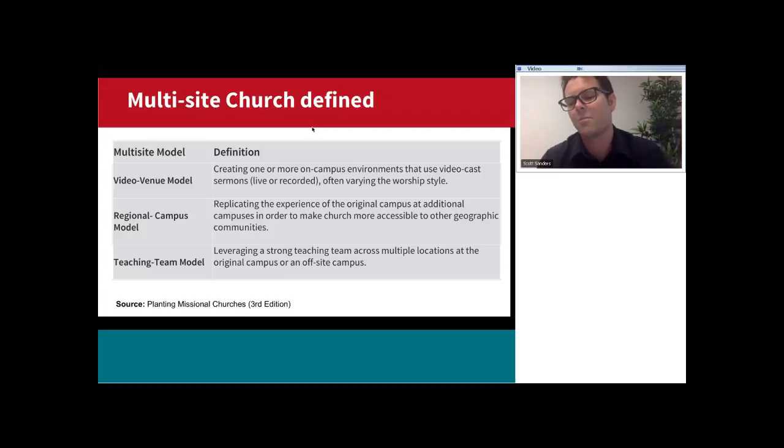The second type of model is the regional campus model. So you replicate the experience of the original campus at additional campuses in order to make the church more accessible to other geographic communities. Some people call this a franchise type relationship, but it's trying to take the best, the DNA or the healthy aspects of the mother church and then relocate that in campuses around the city.